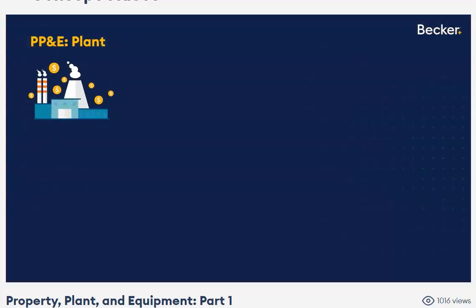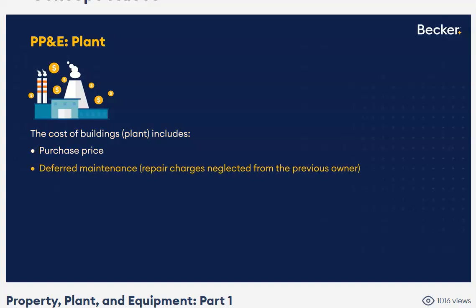Okay, the cost of the building, the plant, the factory, the warehouse, whatever it may be. You've got your purchase price. Any deferred maintenance. Now, when you see repairs and maintenance, don't immediately think expense, okay? That might be the general rule. But when you buy a building and there was deferred maintenance, so you've got repairs that were neglected by the previous owner, that gets capitalized and added to the cost of the building. That's not like ordinary repairs and maintenance on a building you already own. These were neglected repairs, okay? So note the difference there.